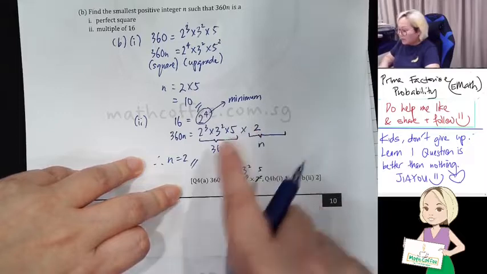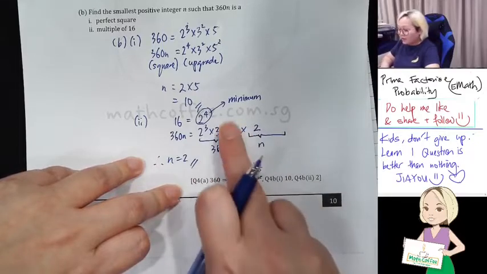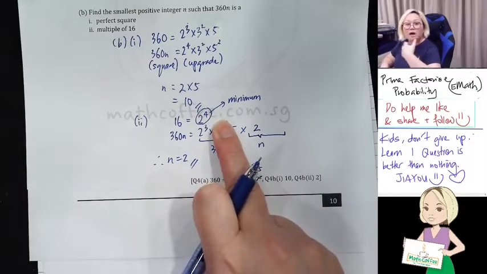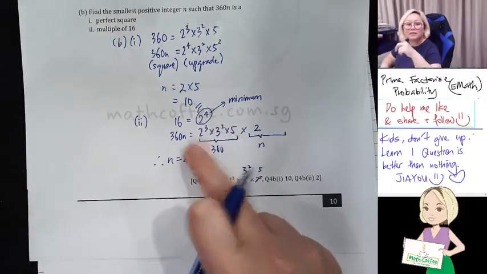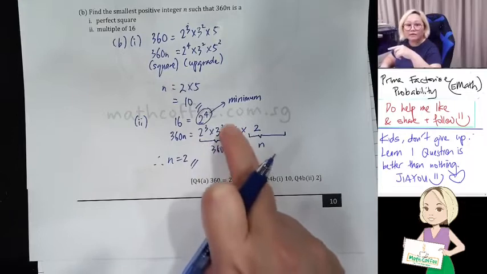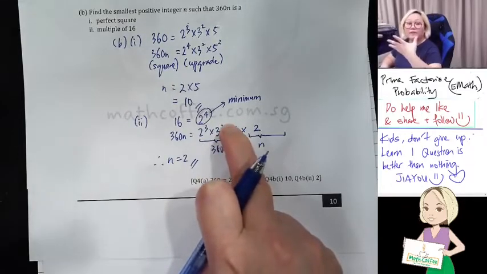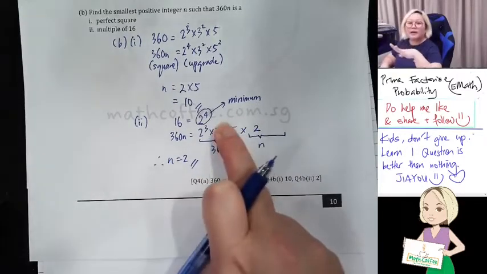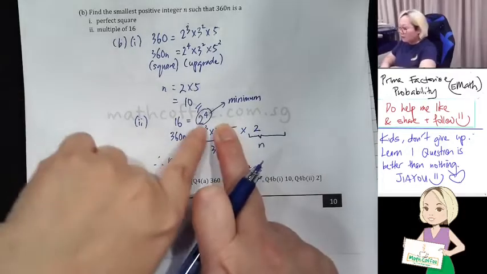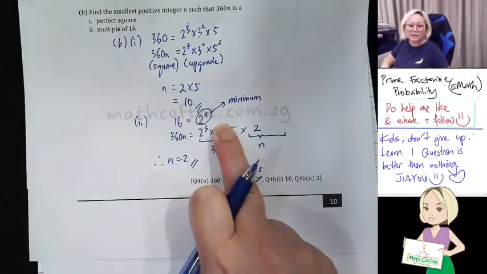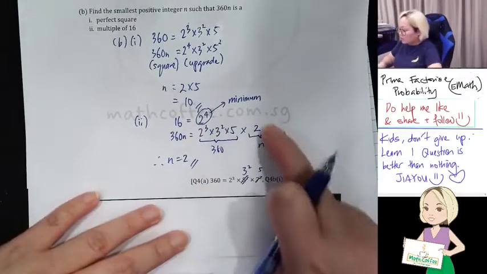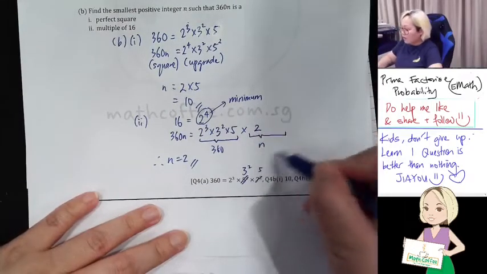Okay? Then this 3, 2, and 5 is extra. It doesn't matter because a multiple of 16 can be 16 times anything. So in this case, it is 16 times this 45, which is a multiple of 16. So the extra is fine. As long as it fulfills whereby I have the 2 to the power of 4, it means that it is a multiple of 16 already.